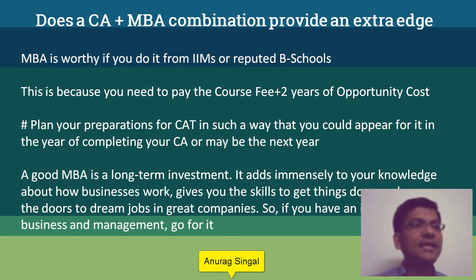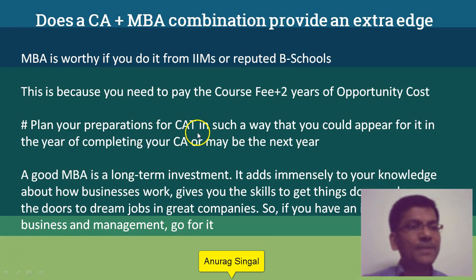So does the CA and MBA combination provide an extra edge? An MBA is worthy if you do it from the IIMs or the reputed B schools. Don't do it from the gali ka nukkad wala college, because you need to pay the course fee plus 2 years of opportunity cost if you're doing it immediately after CA. If you're doing it after CA Inter, you're dropping articleship and going, well, that's a risk that you are taking. But you are partly hedged because you've cleared 2 levels. If that works out fine, otherwise you can come back and complete level 3 of CA, that's the CA final, and become a chartered accountant. I know people who've done that.